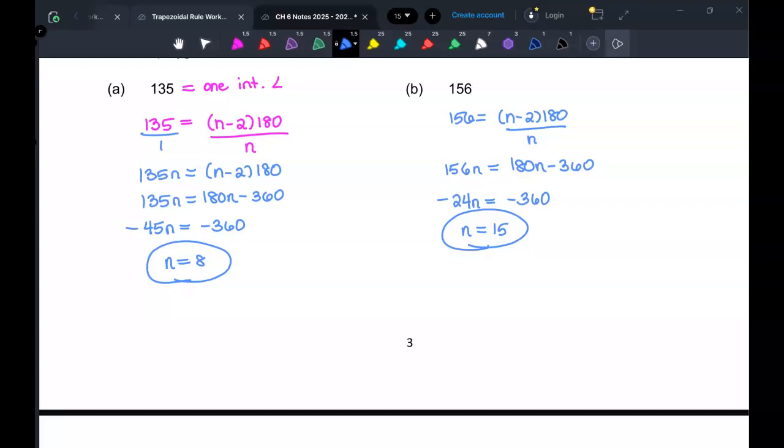I don't really understand how you get the 360. To distribute, 180 times 2. Gotcha. Okay, good.